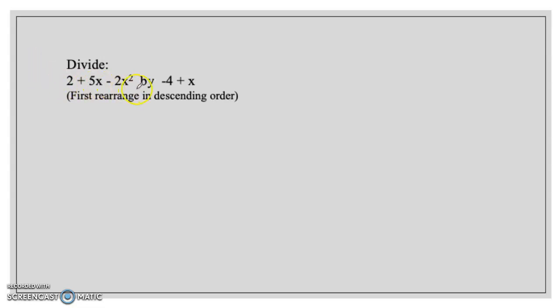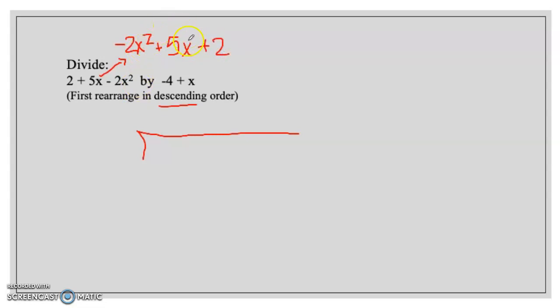Here we have a trinomial divided by a binomial. The trinomial is larger, and so it is going to go under this division bridge. Before we begin dividing, we need to take each polynomial and write them in descending order. That means the exponents go down as you go to the next term. So this first polynomial should be rewritten as negative 2x squared plus 5x plus 2.